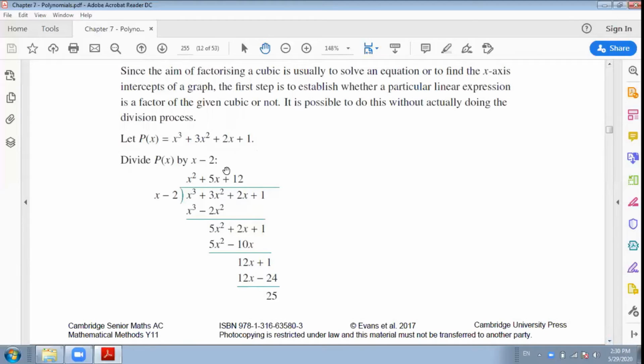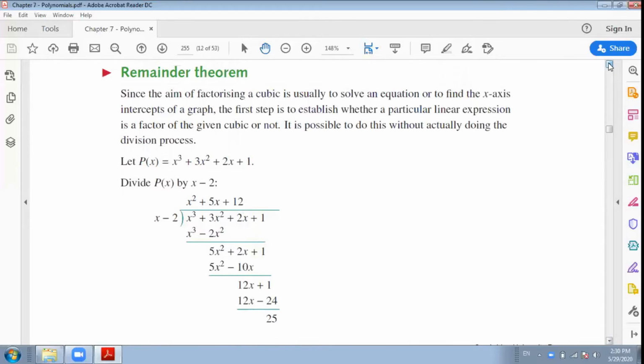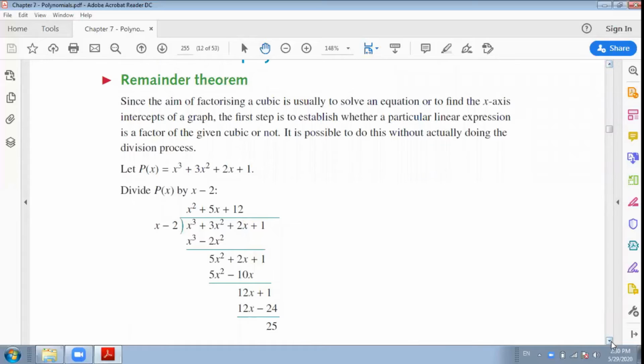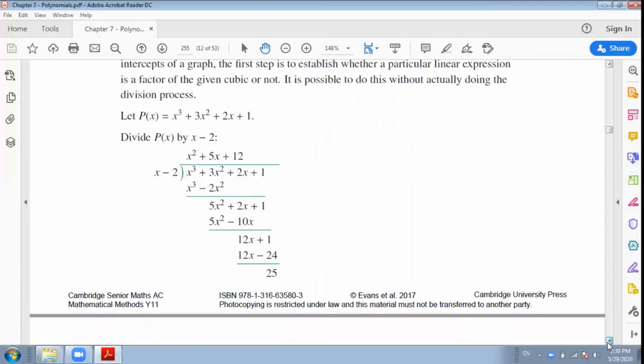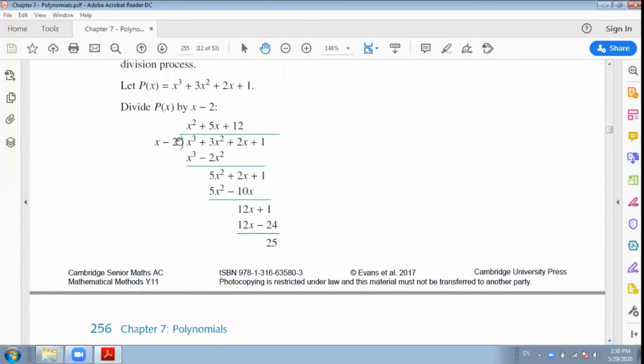This can be done by division, but there are some short methods, described as the remainder theorem, by which we can factorize a higher degree polynomial very easily. It is saying that if we divide a polynomial, like this cubic polynomial, by any linear polynomial and our remainder is 0, then this divisor is one of the factors of this polynomial.